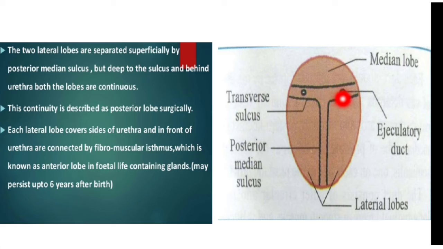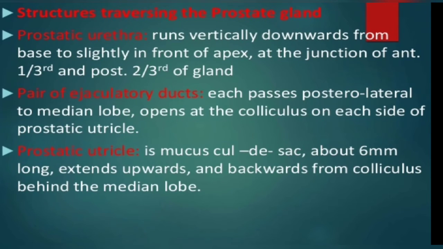In this diagram we can see this is the ejaculatory duct, this is the transverse sulcus, this is the posterior median sulcus, these are the lateral lobes and this one is the median lobe. Structures traversing the prostate gland: the prostatic urethra, a pair of ejaculatory ducts and the prostatic utricle.